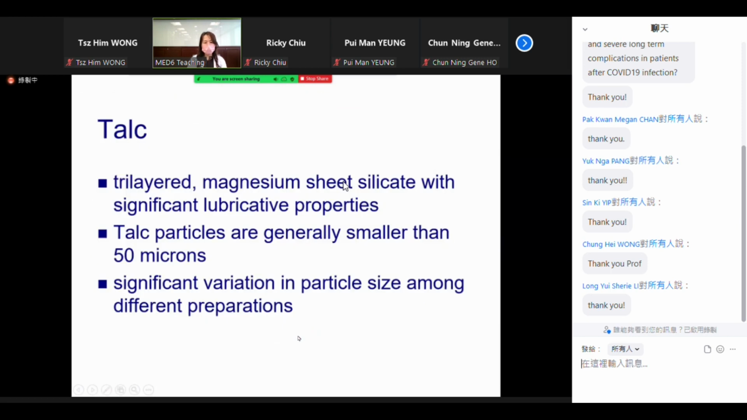So what is talc? This is a tri-layer magnesium sheet silicate with significant lubricative properties. This is the main component of talcum powder. So these are lubricating properties. For chemical pleurodesis, we usually use large particle talc. There's small particle talc and large particle talc, but because of the risk of ARDS, we usually use large particle talc. That decreases systemic absorption and decreases the likelihood of ARDS.